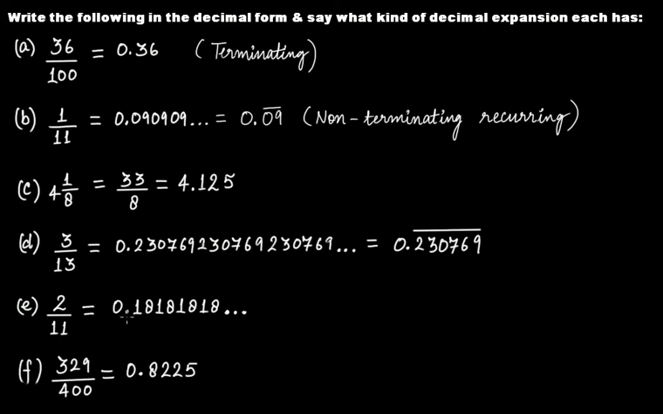What about this one? This is 0.18181818. It means that this is 0.18 and the bar will be over 18. It means that again this is non-terminating because this quotient will go on, and recurring because 18, a string of 2 digits, will repeat itself. What about this one? It is 329 divided by 400. It is equal to 0.8225. That's it. It's terminating.